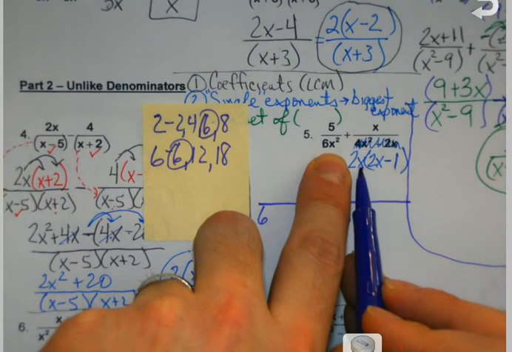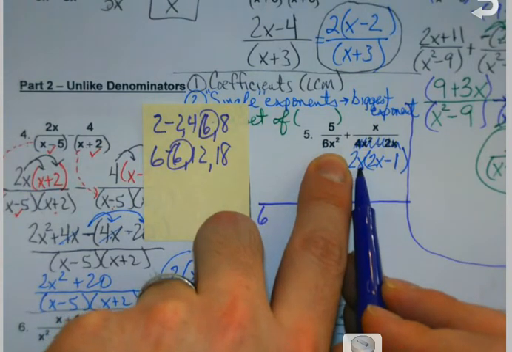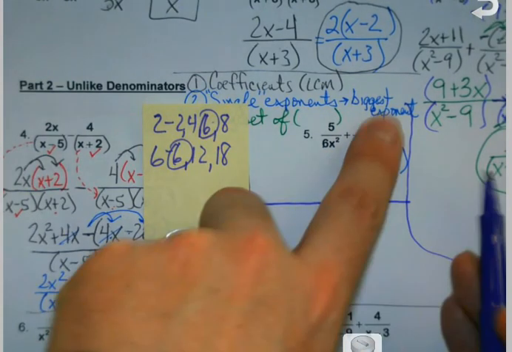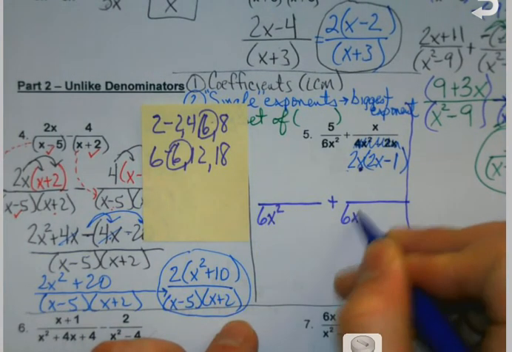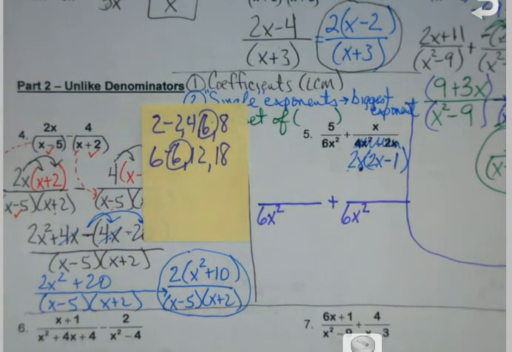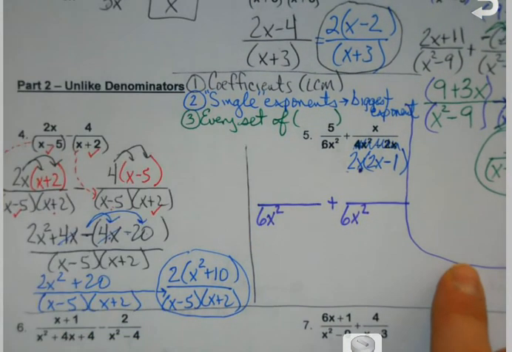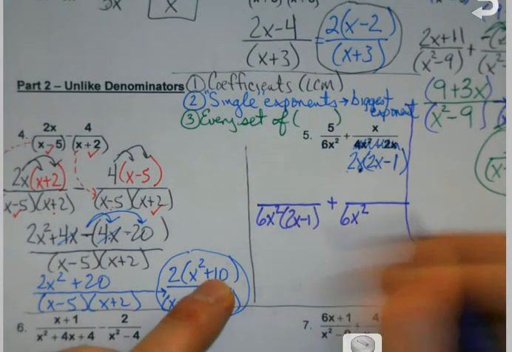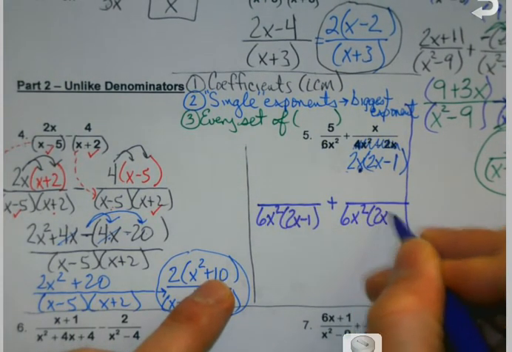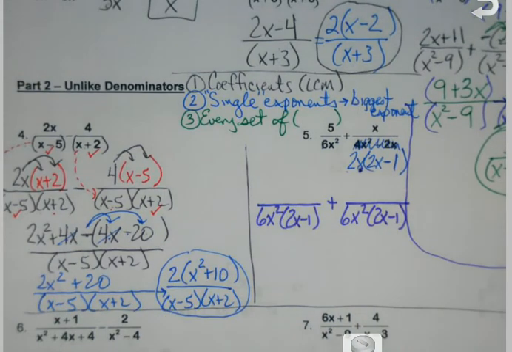So when I go to look at my exponents or my single variable terms, I'm going to use the x squared because I want to use the one with the bigger exponent. And then I only have one set of parentheses, the 2x minus 1. That's going to finish off my common denominator. You're like, whew, it's kind of large.